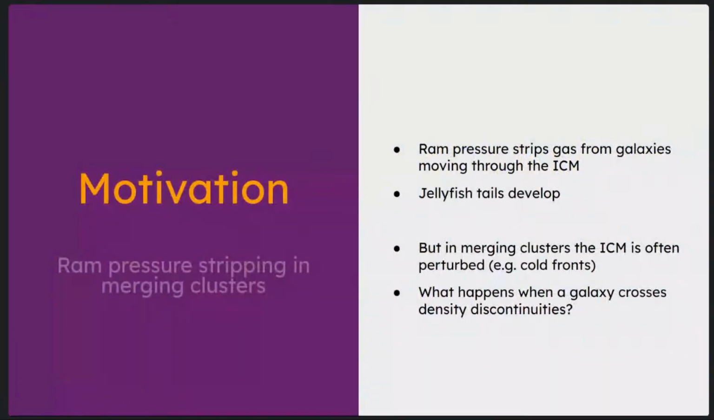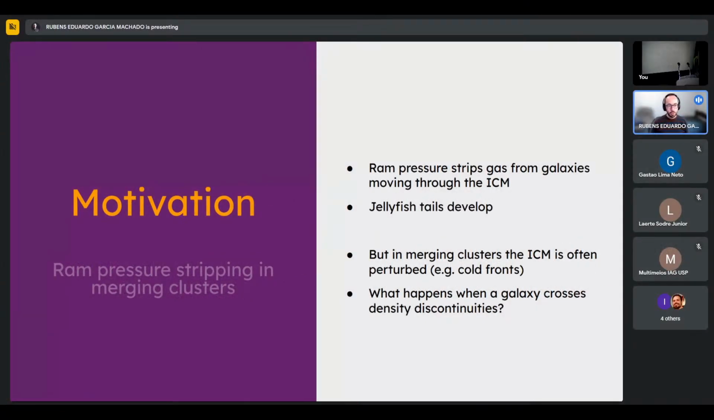Now, the motivation for this work is the following. We know that ram pressure strips gas from the interstellar medium of galaxies as they move through the gas of the intracluster medium, and this may lead to the development of jellyfish tails. Now, we also know that the intracluster medium gas of galaxy clusters can be disturbed by collisions, and in particular, one kind of disturbance that results in an enhancement of gas density are sloshing cold fronts. And then our research question here is what happens when a galaxy crosses these contact discontinuities. So in a sense, we're joining together these two mechanisms.